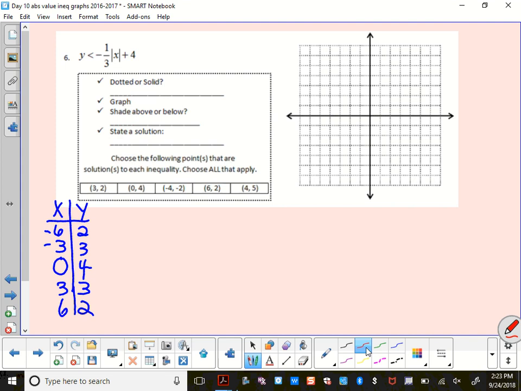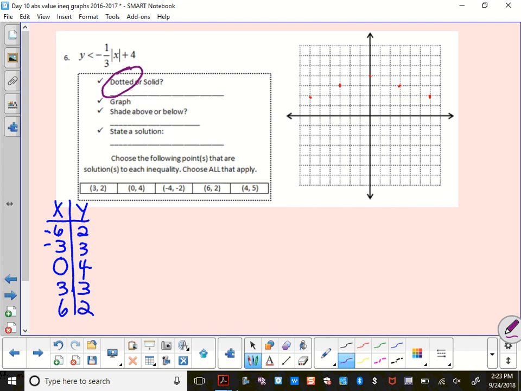All right, so -6, 2. 3, 3. 6, 5, 4. 3, 0, 4. 3, 3, and 6, 2. Do I have a dotted or a solid line? Dotted or solid, guys?